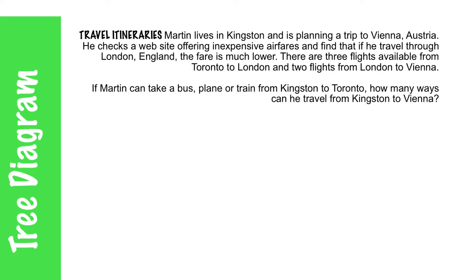Martin lives in Kingston and is planning a trip to Vienna, Austria. He checks a website offering inexpensive airfares and finds that if he travels through London, England, the fare is much lower. There are 3 flights available from Toronto to London, 2 flights from London to Vienna. If Martin can take a bus, plane, or train from Kingston to Toronto, how many ways can he travel from Kingston to Vienna? So there's 3 legs of this trip.